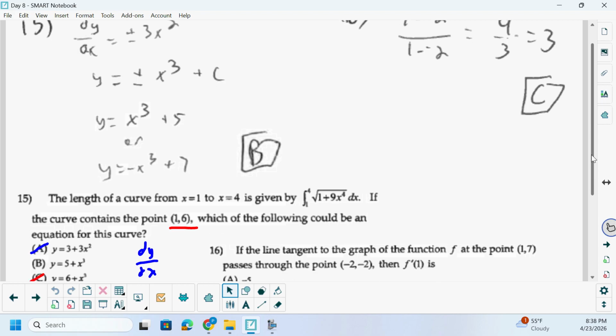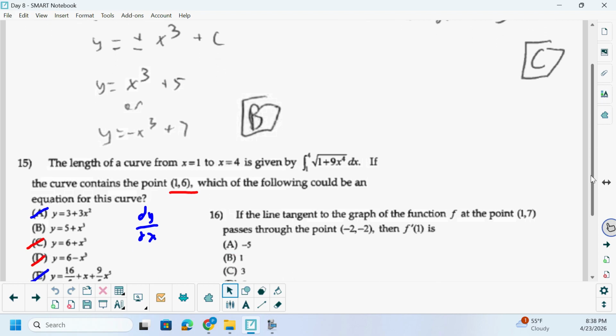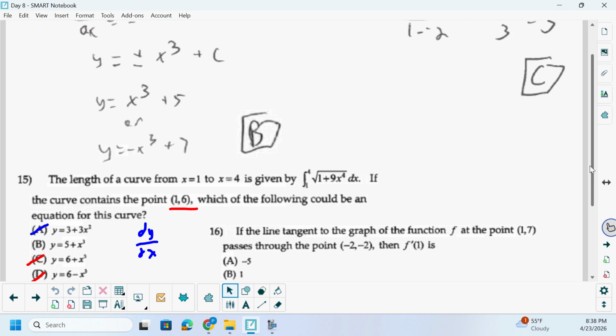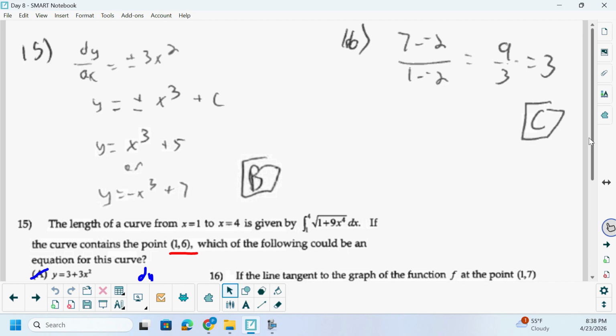For 16, our tangent line is passing through those points. So the tangent line slope, f prime of 1, should match the slope between those 2 points. So do change in y over change in x, you get 3, which is choice C.